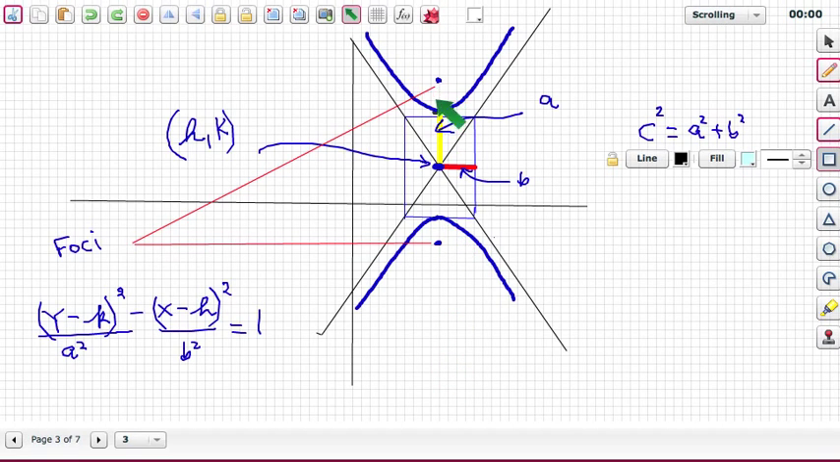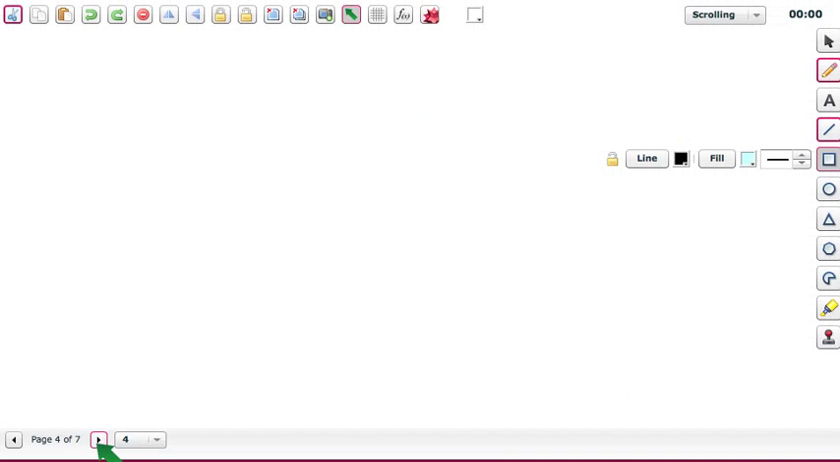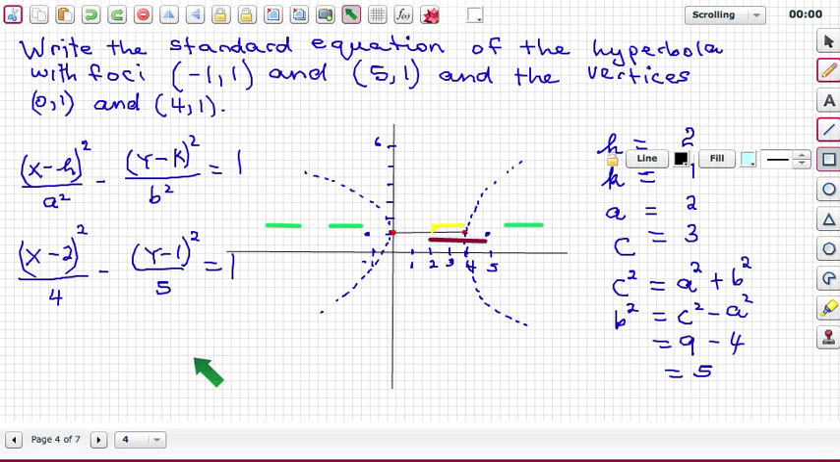Here are your foci, two focal points, and the distance from the center all the way to the focus is c. The distance from the center to the longer edge of the rectangular box is a, and the red one, the distance from the center to the other edge, is b. We use the same equation, c squared is equal to a squared plus b squared, to find our missing term. And the center again is (h, k). So let's go ahead and see how we can use this information to predict the equation of a hyperbola.